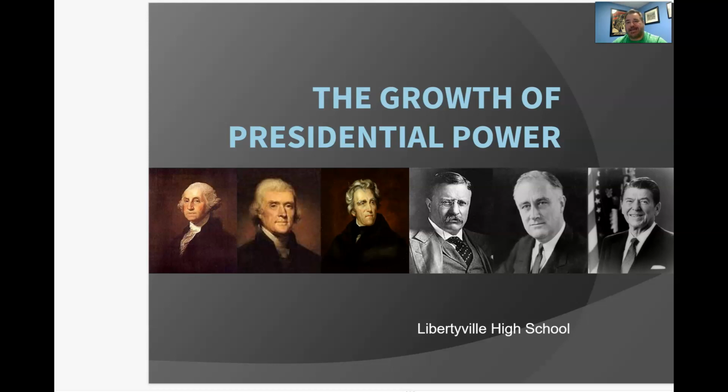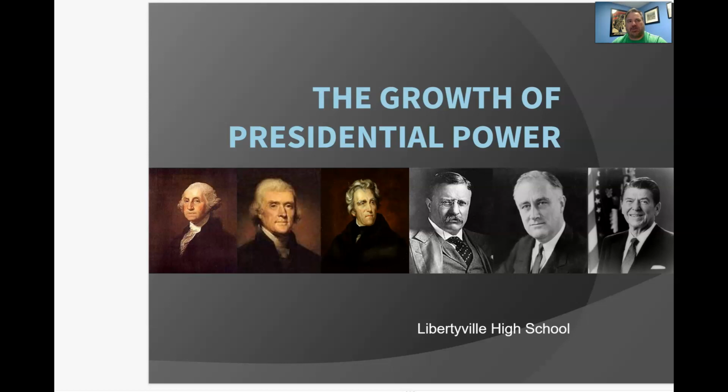Hey class, today we're going to talk about the growth of presidential power. You see six presidents on the screen before you: George Washington, Thomas Jefferson, Andrew Jackson from the left, and then in the black and white pictures, Theodore Roosevelt, Franklin Delano Roosevelt, and Ronald Reagan. Each of these presidents exemplify this idea of the growth of presidential power. Each used their office to expand the powers of the presidency, but how did they do it?